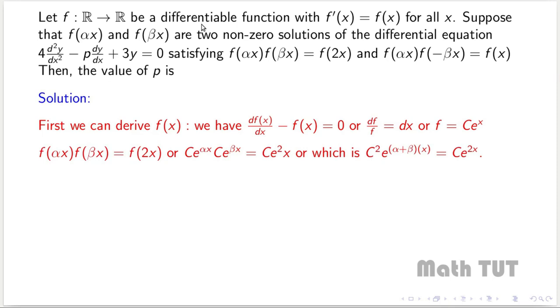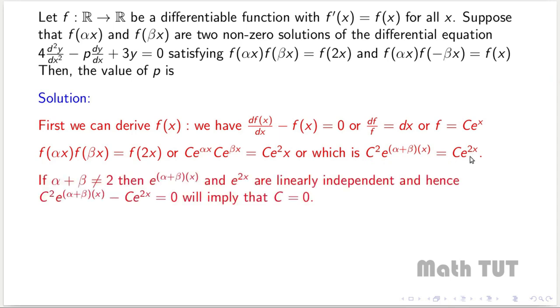So if you see the first condition given to us, that is f of alpha x times f of beta x will be equal to f of 2x for these two non-zero solutions. What we get is c e power alpha x times c e power beta x is c e power 2x, from which we get c square e power alpha plus beta times x is equal to c e power 2x. Now if alpha plus beta is not equal to 2, then what we can say is that these two functions, that is e power alpha plus beta x and e power 2x, are actually linearly independent.